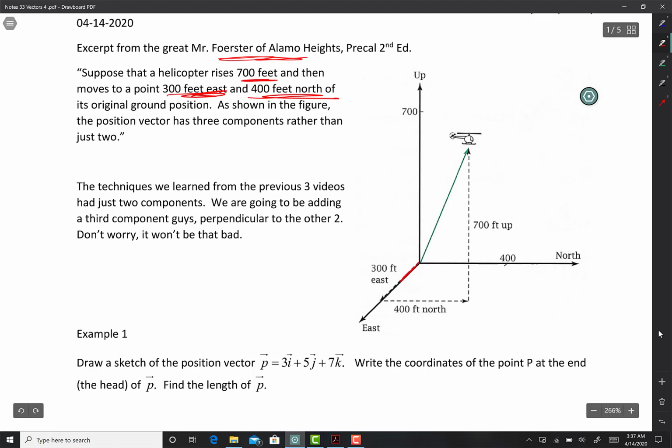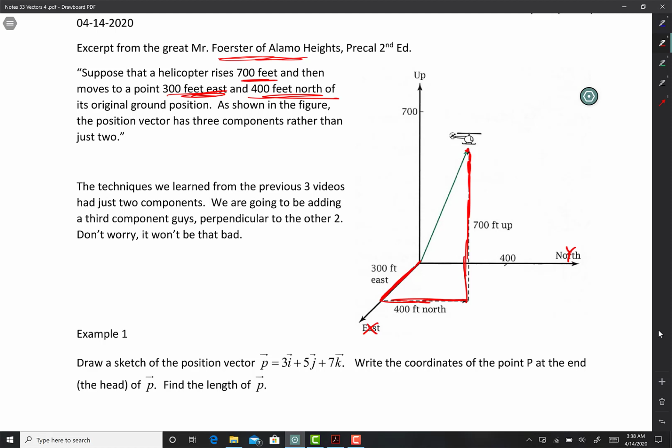So you can see here, it's pretty easy to see. That's 300, and then you're going to go, see this, your ground is your x-y axis, if you call this the x and you call that the y. And then you're going to move 400 to the north, and then we move 700 up. So there it is.